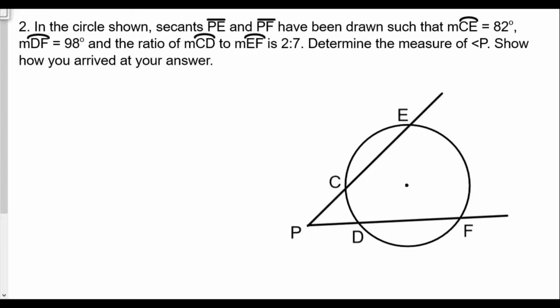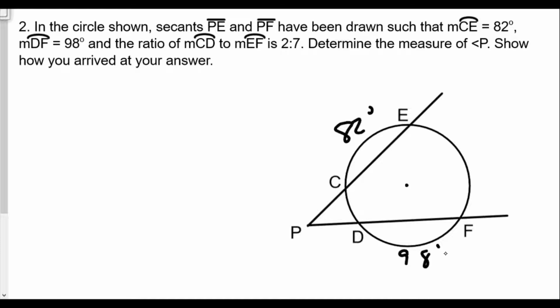Now, one of the things when you do these problems is that you want to make your diagrams as big as possible. I know it takes up a lot of space on the paper, but you're able to fill in information that is not necessarily given to you right away but can be solved. So let's take a look here. In the circle shown, secants PE and PF have been drawn such that the measure of arc CE is 82 degrees, so we'll label that 82 degrees. And the measure of DF is 98 degrees. Okay, so that's 98 degrees.